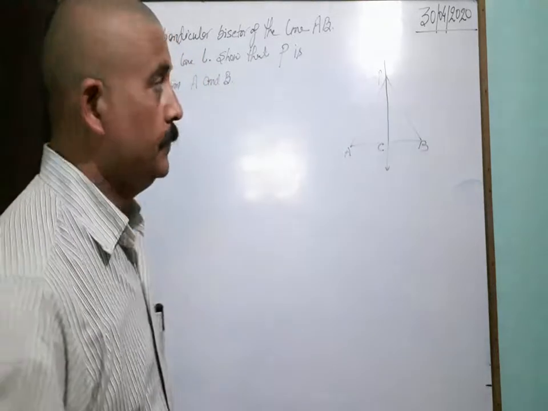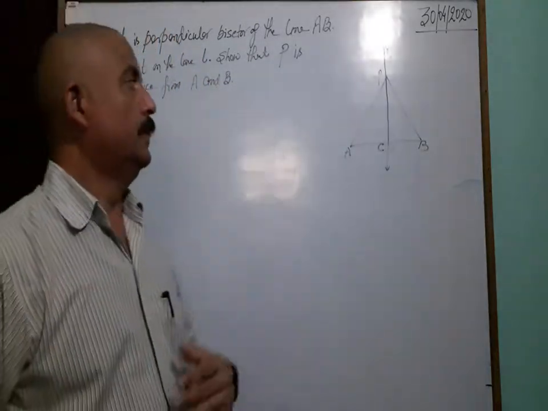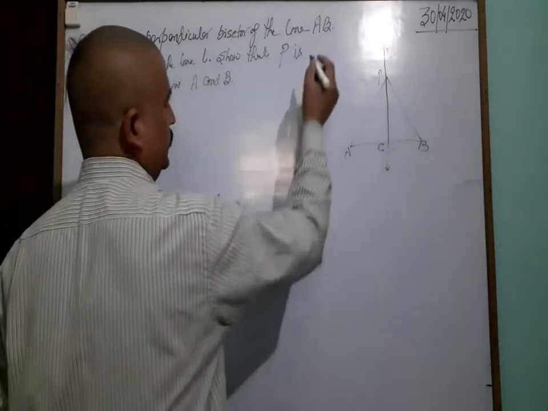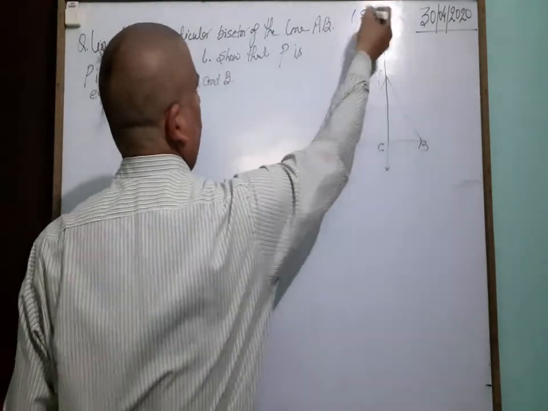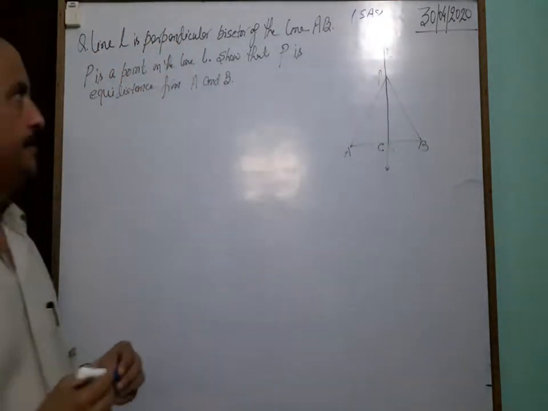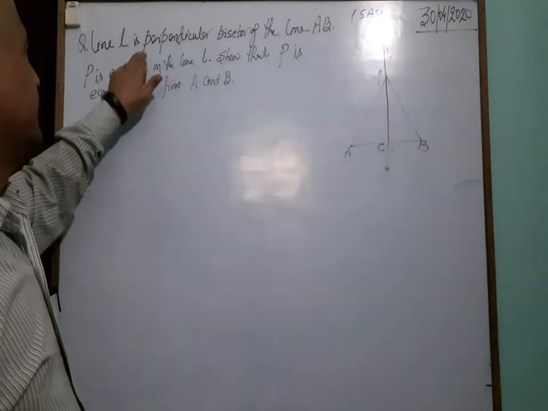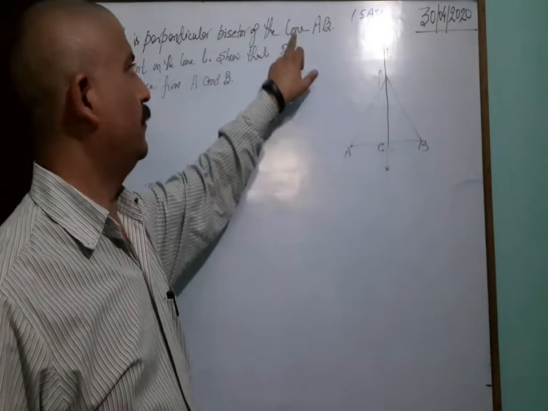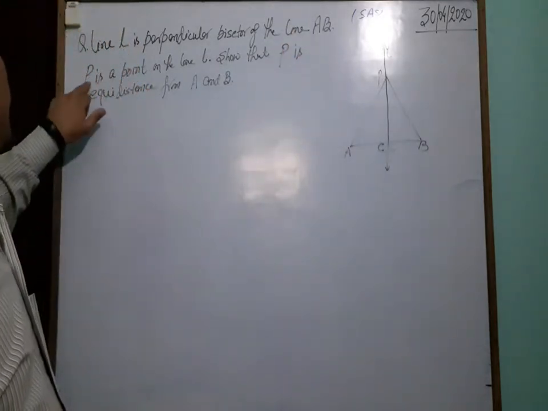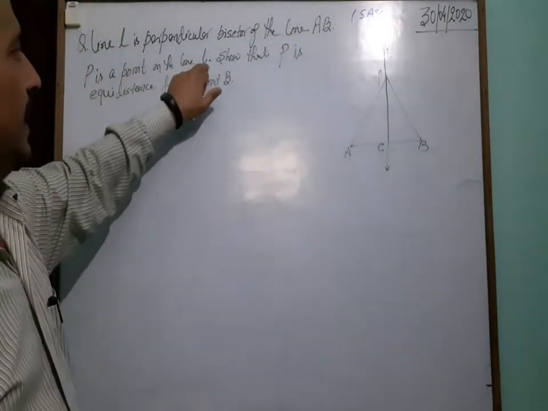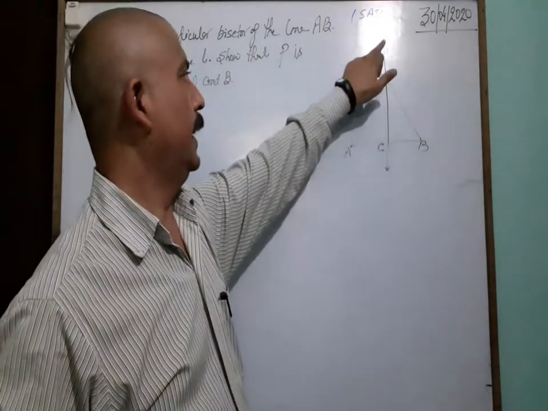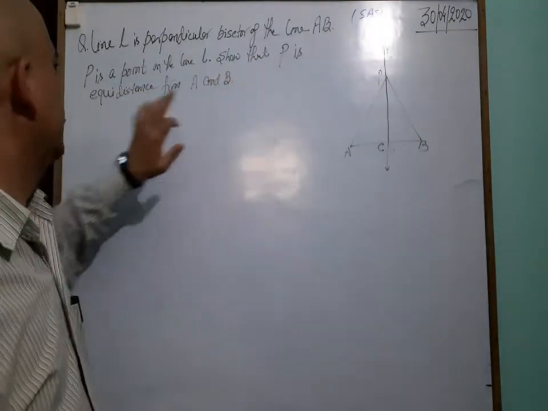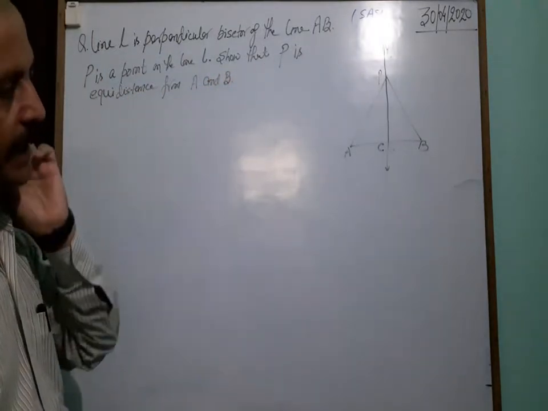Today I discuss the questions based on the property of SAS. First question: a line L is a perpendicular bisector of line AB. P is a point on the line L, so that P is equidistant from A and B.